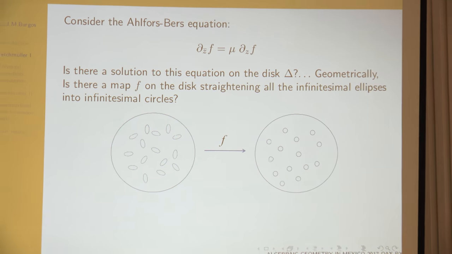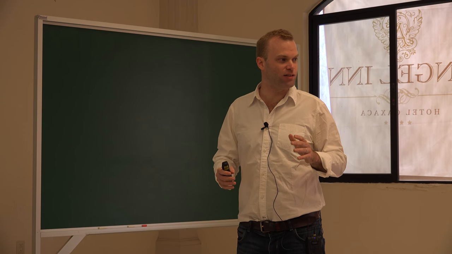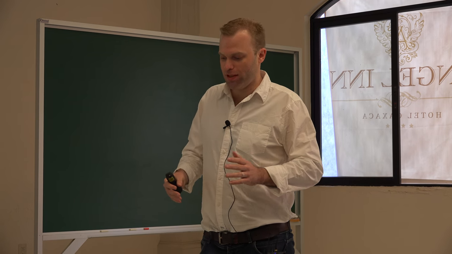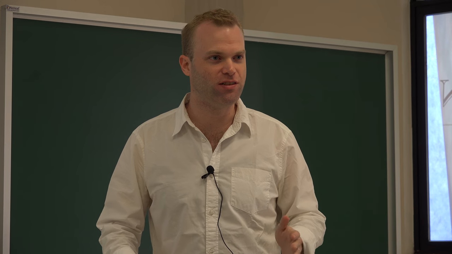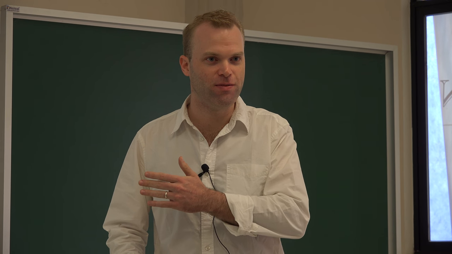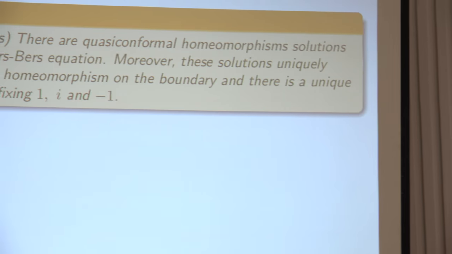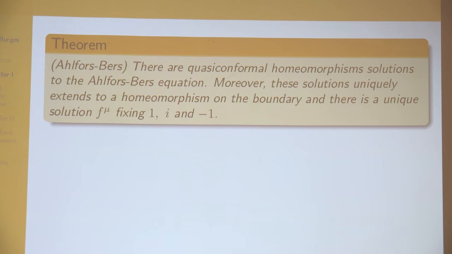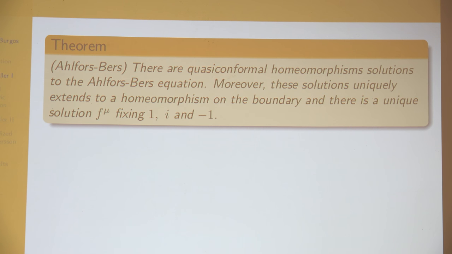As you remember, the field of ellipses is L infinity. It is not continuous, and at first sight, there is no reason for the existence of an F like that. And well, it turns out that the Ahlfors-Bers theorem answers our question positively. There are quasi-conformal homeomorphisms. There are not only solutions, but they are homeomorphisms to the Ahlfors-Bers equation.